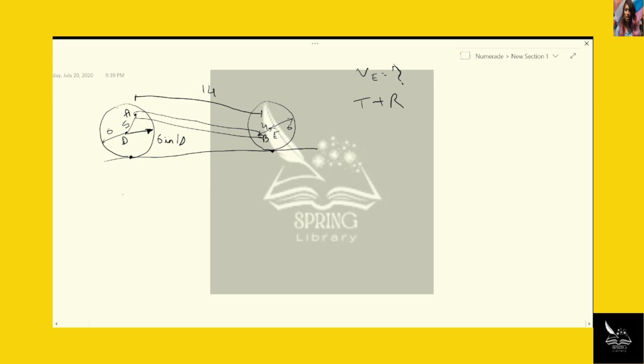What is the velocity of point A first? Let's say this is point D, this is point A. The translational velocity is the same for all the points on the rigid body. So this is going to be 6 inches per second. Now, what is the omega, the rotational velocity of this disk?